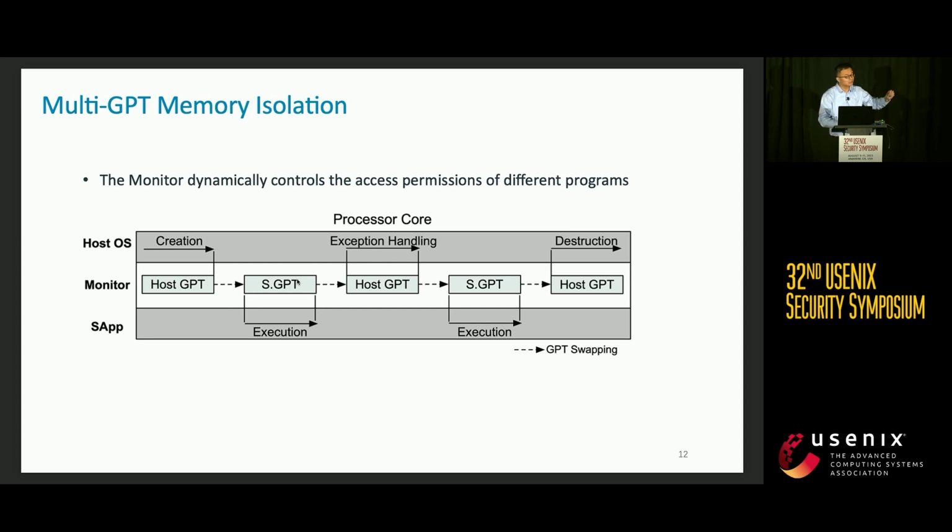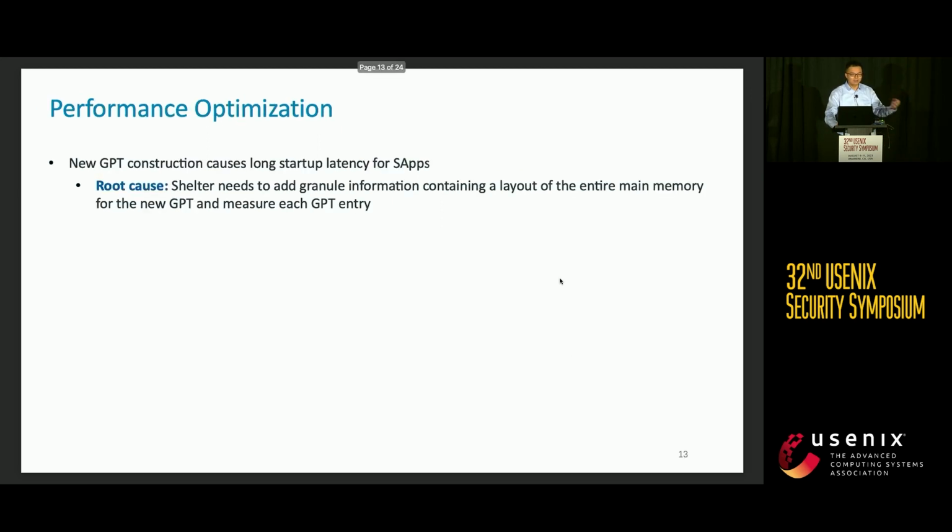When we have the secure application running during the execution, we use the secure GPT. Okay, and then we do the switch. Suppose there is an interrupt, or suppose there is a system call. It's going to trap into the host operating system, and then we are going to switch the GPT back to the host GPT. Okay, and then after we come back, we can do the execution, and so basically this is the whole life cycle for the GPT stability.